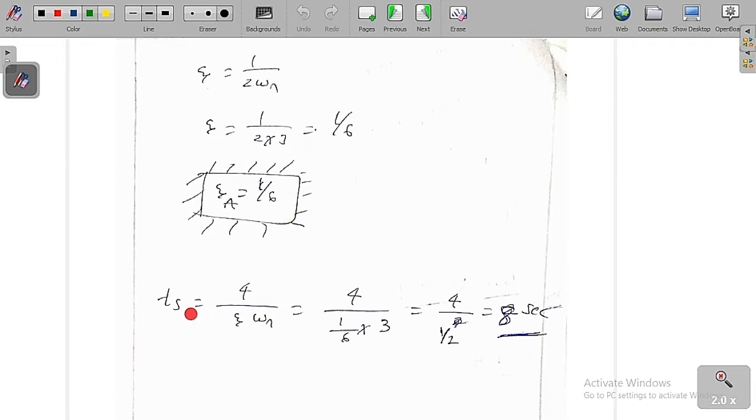Then what is the settling time? The settling time for the 2% error is 4 by zeta omega n. We know the value of zeta and omega n. Zeta is equal to 1 by 6 for the system A and omega n is equal to 3. If we solve this, we get 8 seconds. Therefore, the settling time of the system A is equal to 8 seconds and the damping ratio of the system A is equal to 1 by 6.